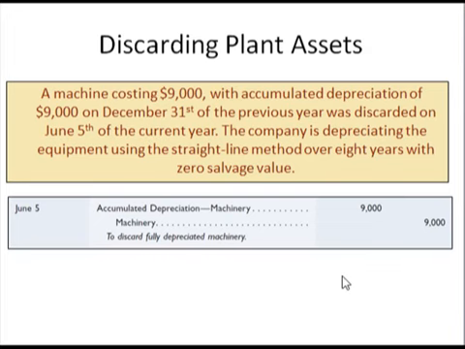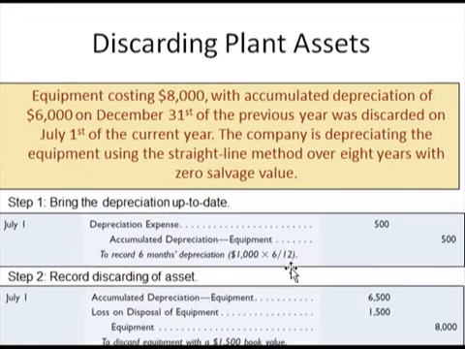We're getting rid of it. It's fully depreciated. It's gone away. So just debit your accumulated depreciation and credit your machinery. You've wiped out both accounts. No cash was involved in this one. Just dumped it.